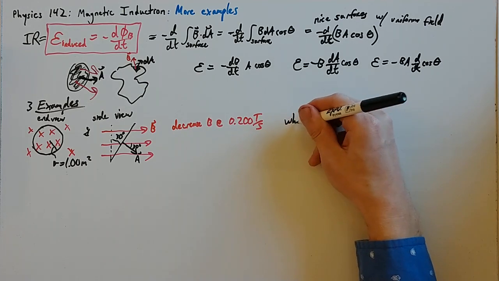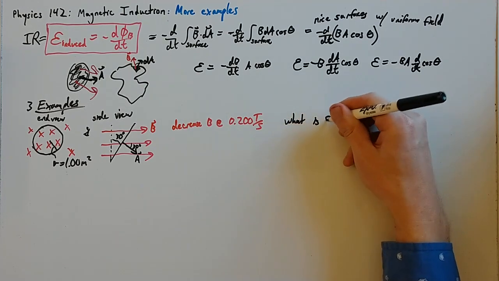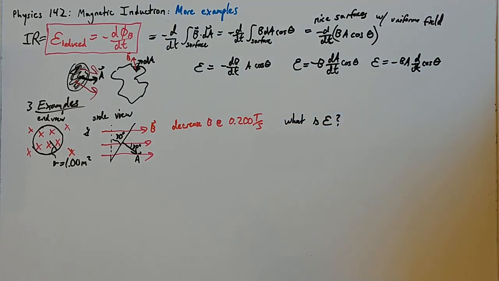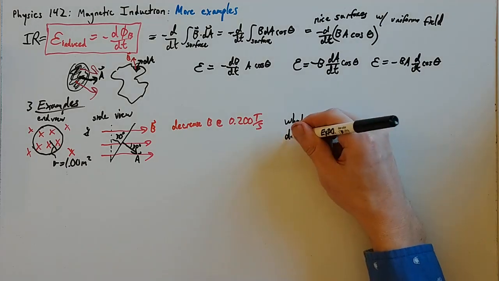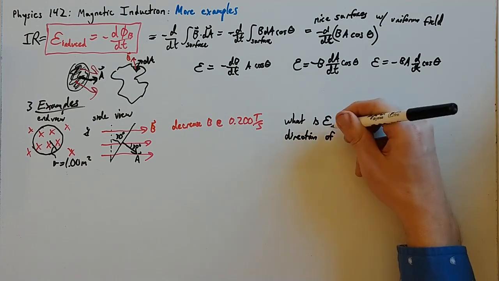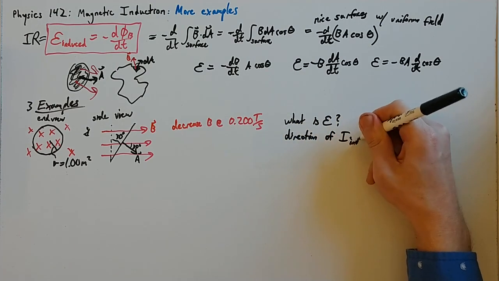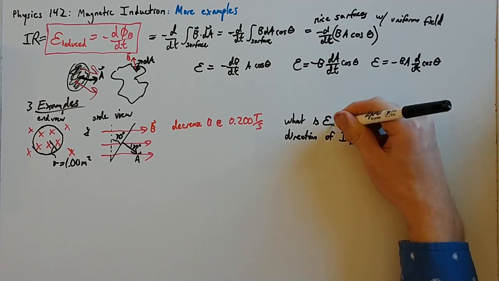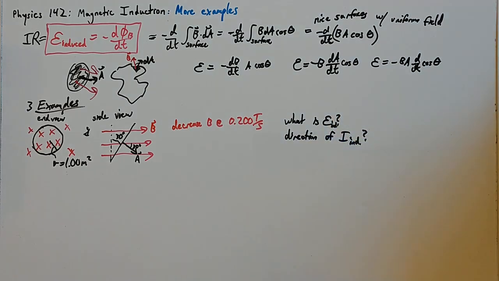What is the magnitude of the induced EMF? And what is the direction of the induced current? I guess this is the induced EMF, and what's the direction of the induced current? So those are the questions that we need to figure out here.